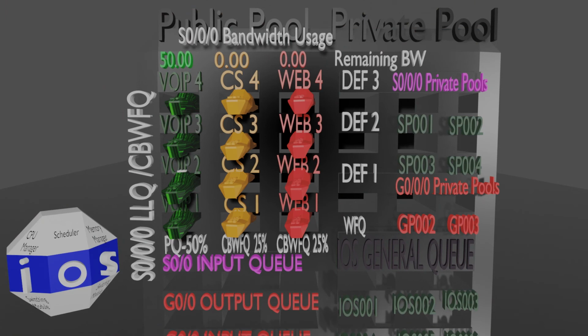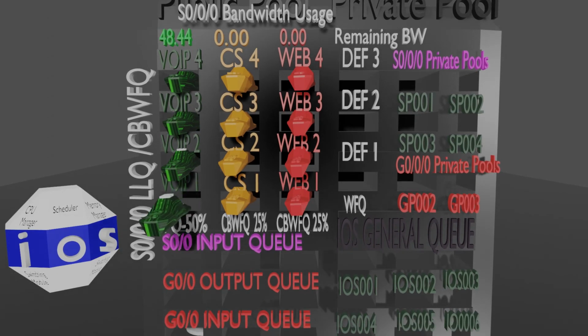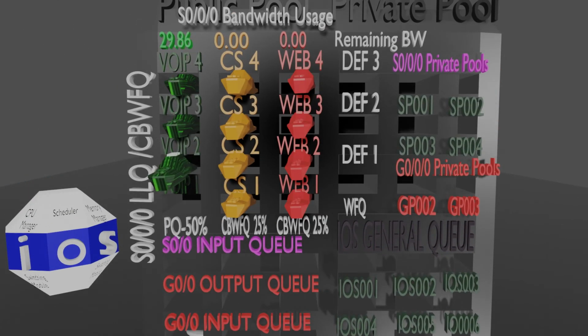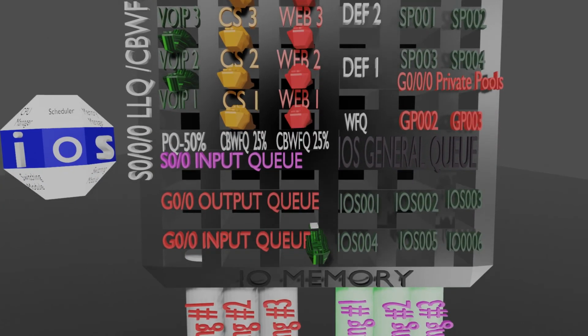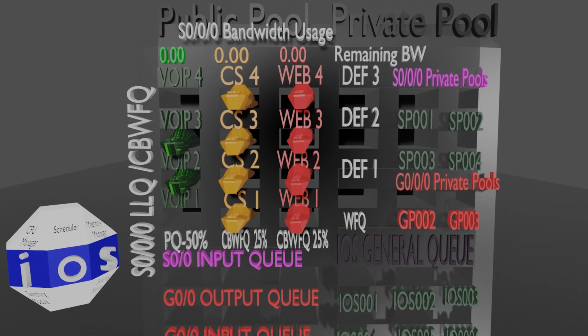In this LLQ example, queues have been assigned classes, and one class has been assigned a priority queue, the other classes have been assigned a class-based weighted fair queue, and the default class has been assigned a weighted fair queue. The priority queue has been assigned 50% of the interface's bandwidth. As voice packets are being processed from the queue, its clock is counted down towards 0. Once it reaches 0, the scheduler will move from the priority queue to the class-based weighted fair queues to service them.